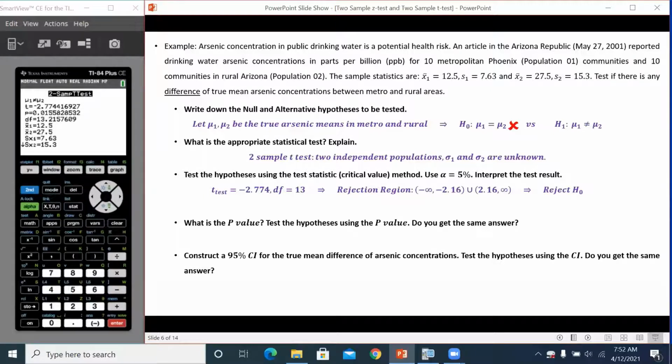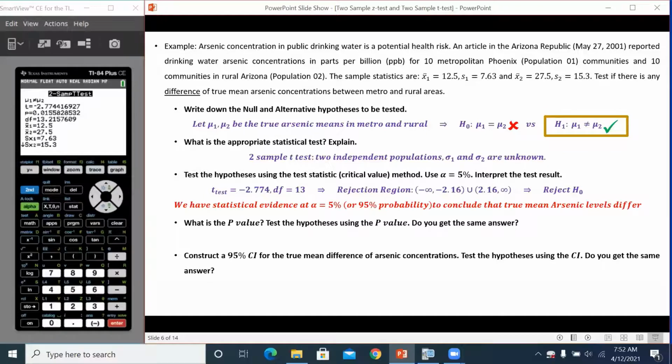Rejecting the null hypothesis means the data support the alternative hypothesis. So we have to interpret it as that. We write the interpretation explaining what happens to the alternative hypothesis. So the interpretation is we have statistical evidence at alpha equals 5%, or you may also say with 95% probability, to conclude that the true mean arsenic levels differ.